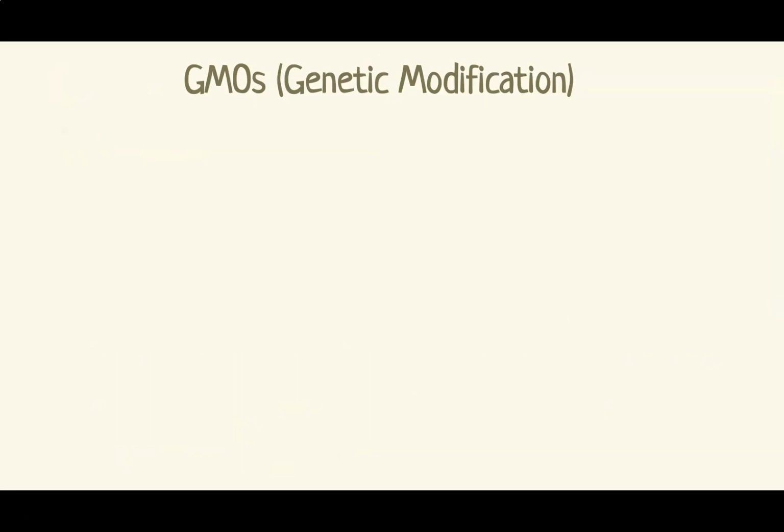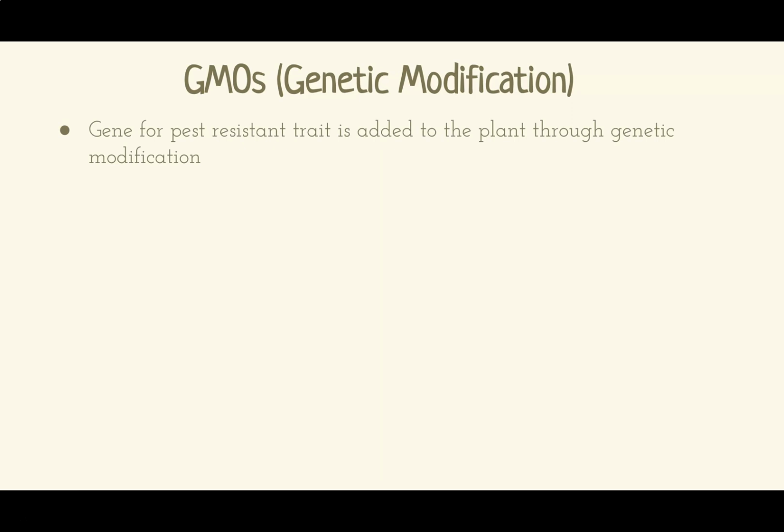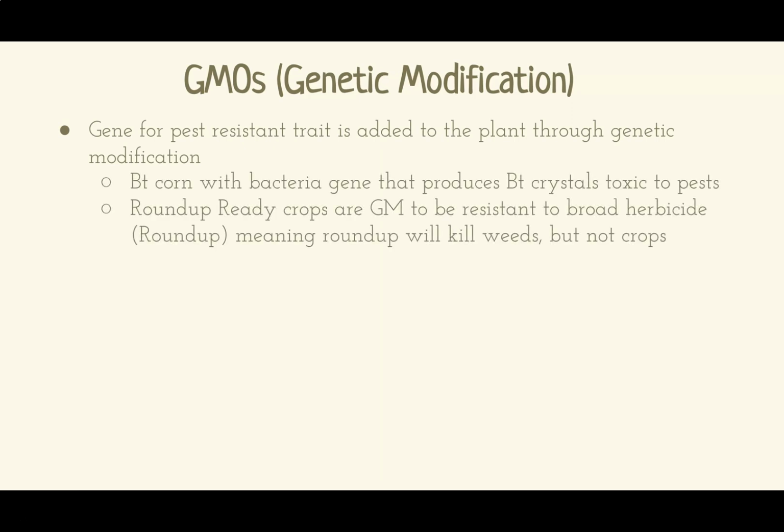GMOs, genetically modified organisms. We will talk more about this later in the year. But this basically means that scientists have altered the DNA in some way, usually adding genes, meaning they take a section of DNA from one organism and insert it into another one. So Bt corn is an example. They took a gene from bacteria and put it into this corn.